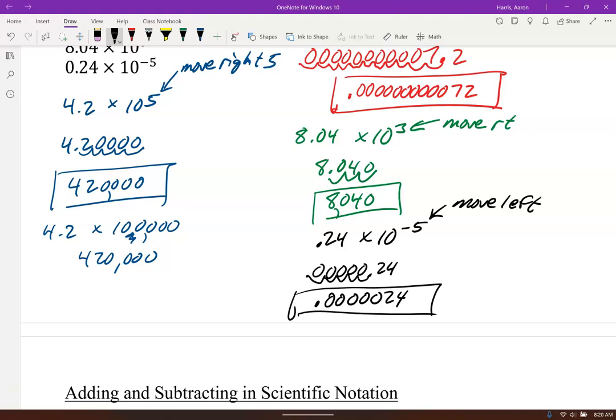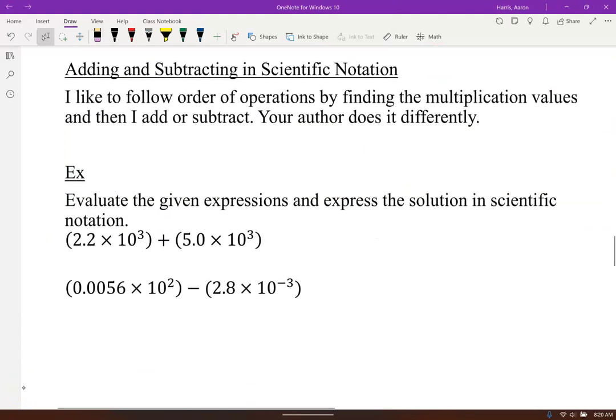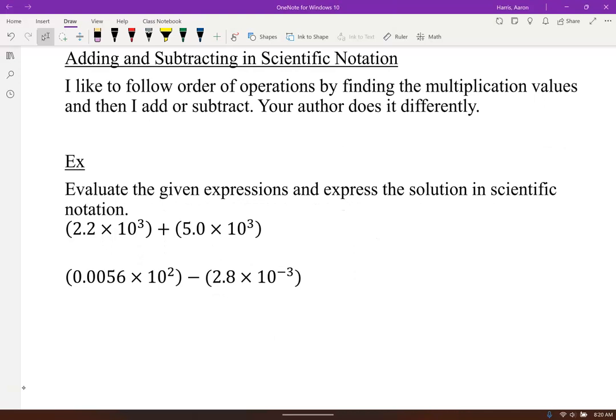All right. Adding and subtracting in scientific notation. I put a little commentary in here. I like to follow the order of operations by finding the multiplication values and then I add or subtract. In other words, I put it into ordinary form for these ones here, and then I'll put it back into scientific notation if it needs it, right?